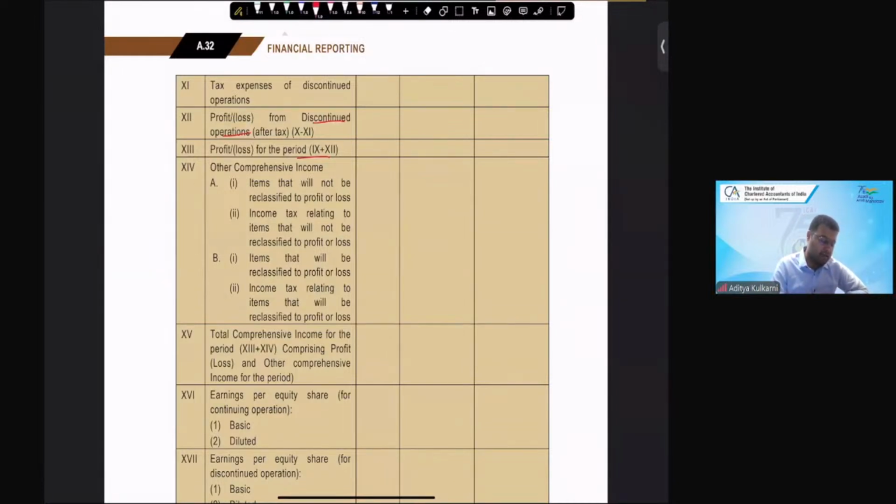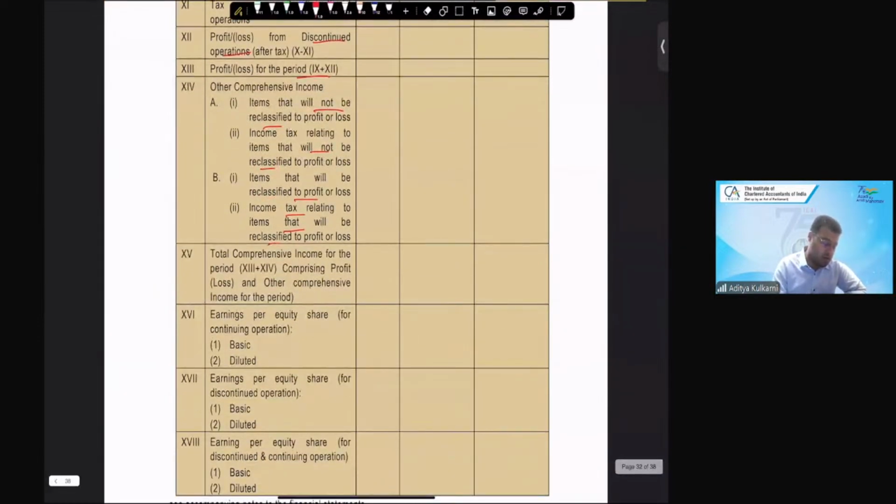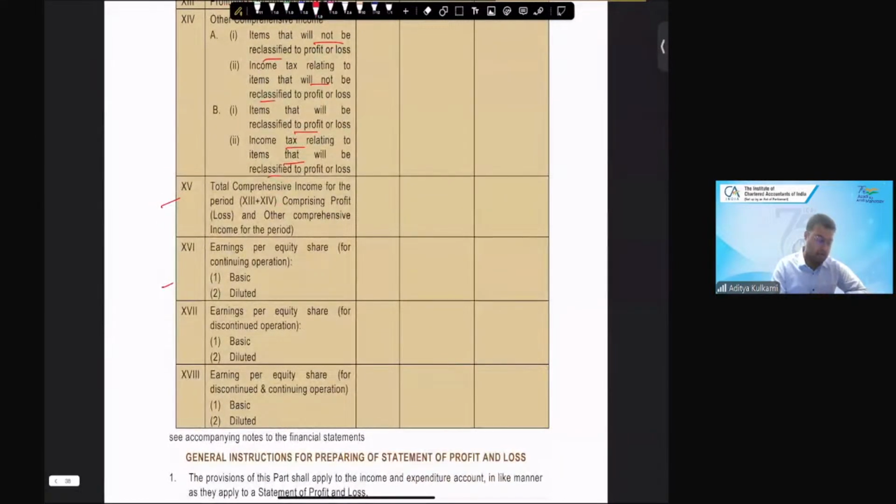Other comprehensive income, we will categorize it into items that will not be reclassified to the P&L, income tax, items that will be reclassified to P&L, and income tax relating to items that are reclassified to P&L. So that is something you will disclose. Total comprehensive income, EPS per equity share, basic and diluted, EPS per equity share for discontinued operations, EPS per equity share for continuing and discontinuing put together.